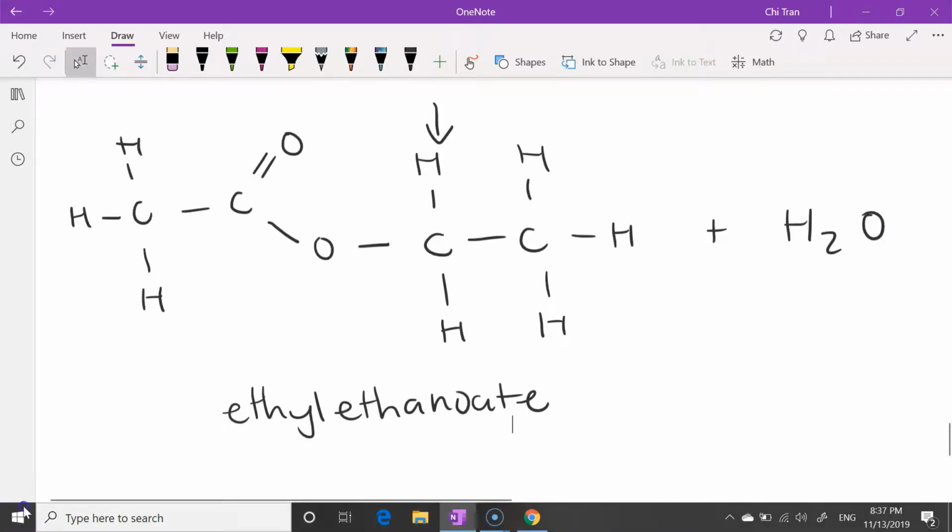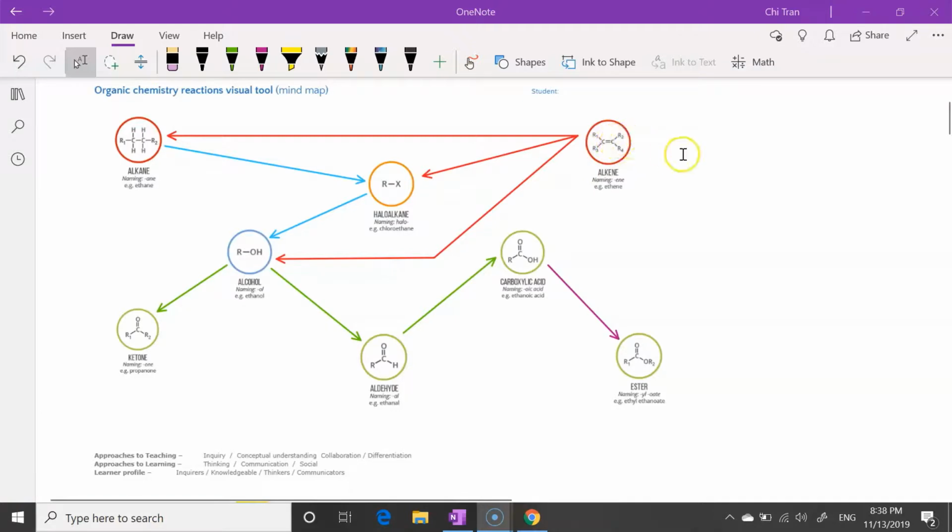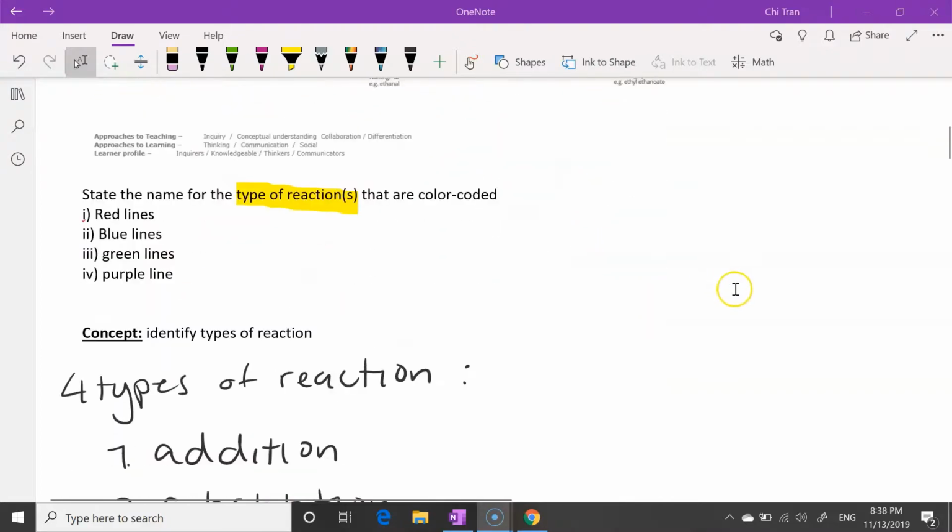So going back to the question, so let's first determine addition. So remember, addition starts off with an unsaturated molecule, so the alkene right here, and it will be saturated, or it will be added on with more atoms to create, for example, alkane, so an adding on of hydrogen, or other example, it can add on halogen as well as hydroxyl group to create alcohol. So the red arrows are addition reaction.